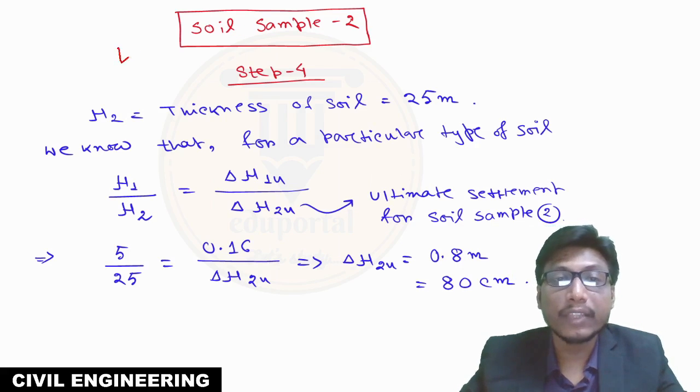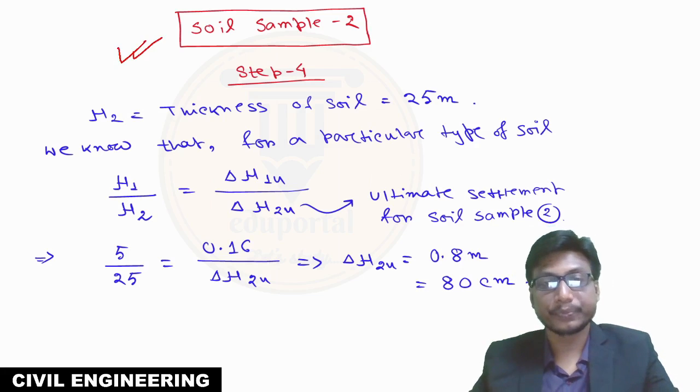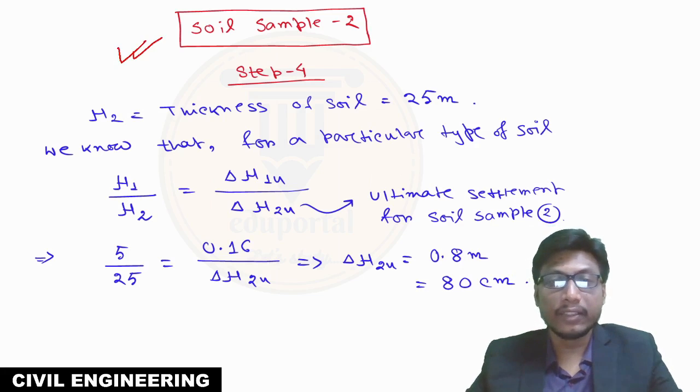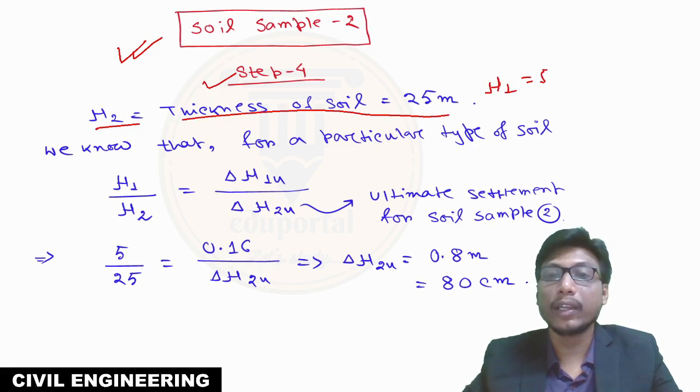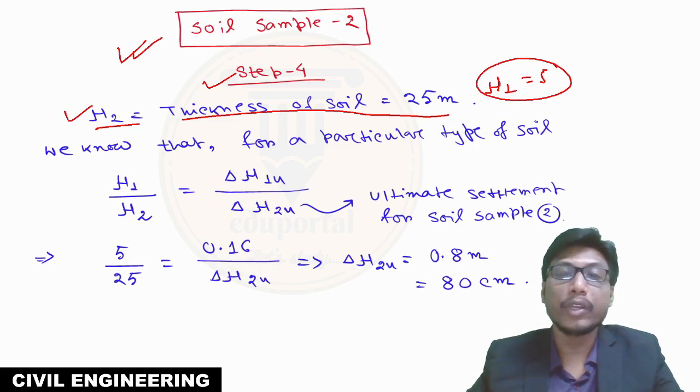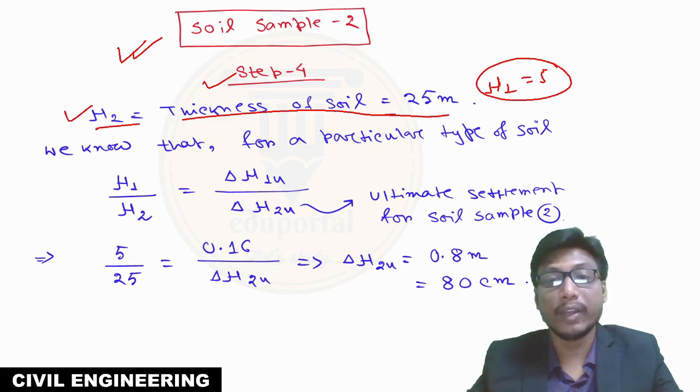Now we will take soil sample number 2. Here it is step number 4. H2 is the thickness of the soil, equal to 25 meters. We had taken H1, the thickness of soil sample 1, equal to 5 meters. Here H2, the thickness of soil sample 2, is 25 meters.